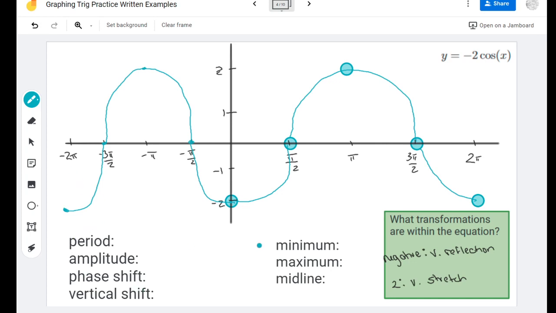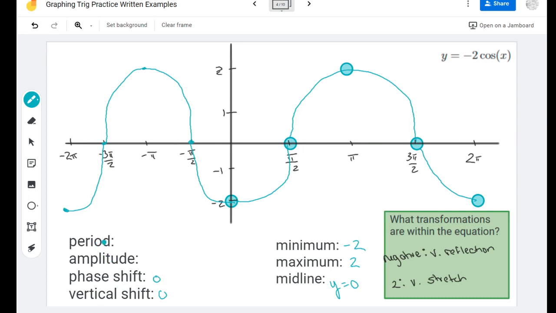Alright, so now let's describe these things. Some of them are pretty easy to do, right? Like your minimum's -2 and your maximum's +2. Most students get those right away. We did not shift the graph up or down at all, so our midline is at y = 0. And that vertical shift I just described is 0. We didn't move the graph to the left or to the right, so our phase shift is 0.